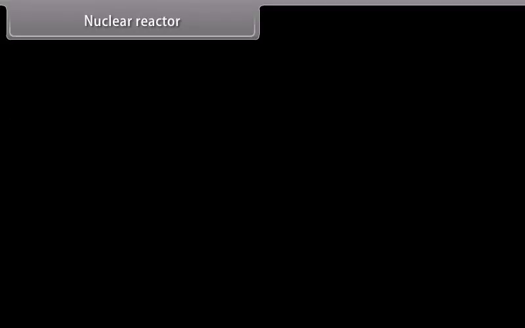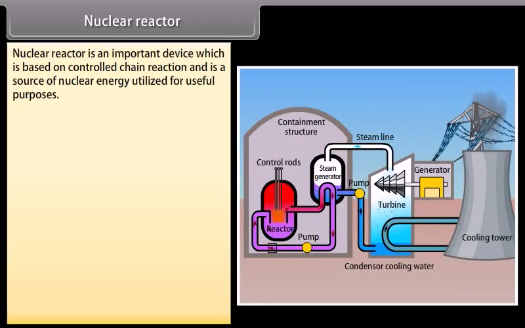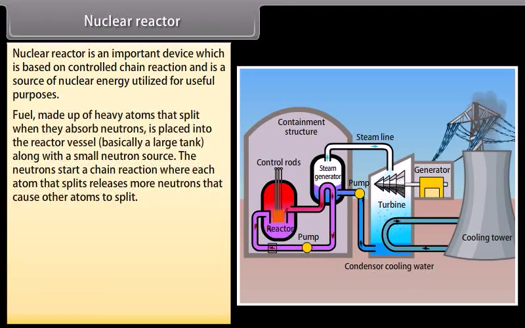Nuclear reactor. A nuclear reactor is an important device which is based on controlled chain reaction and is a source of nuclear energy utilized for useful purposes. Fuel, made up of heavy atoms that split when they absorb neutrons, is placed into the reactor vessel, basically a large tank, along with a small neutron source.